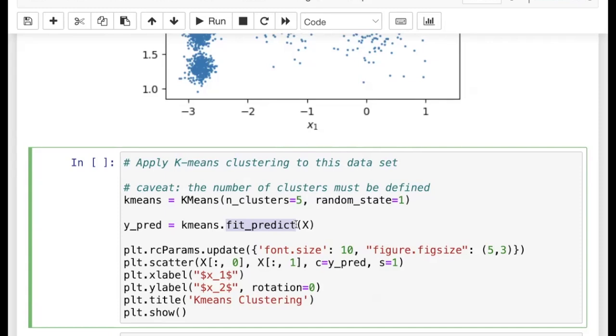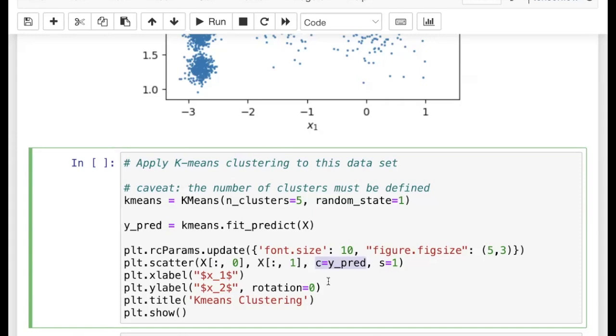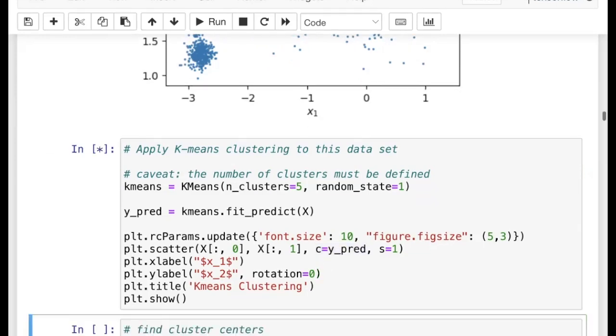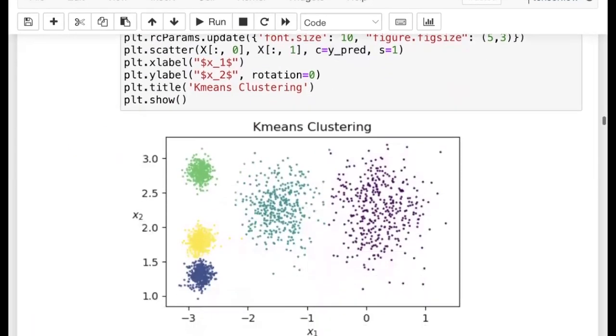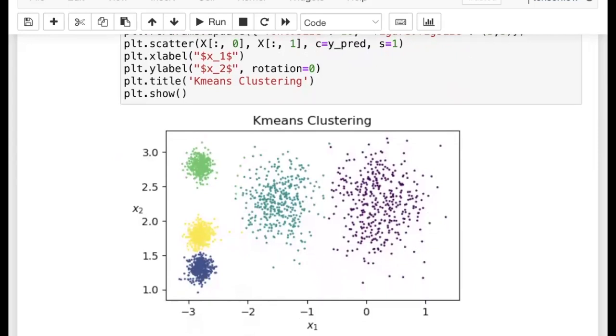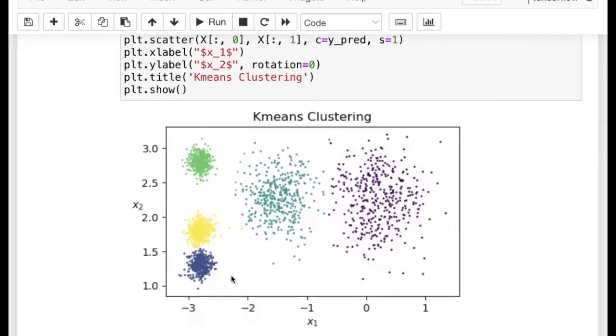But if you have only one set you want to train and then see whether the labels make sense or not, you can use .fit_predict. The only thing we do here that is different is that we're going to use these predicted labels as the color for these data points. And here's the result. So it actually works pretty well, right? This shows us that all these data points belong to one cluster. These yellow ones and then these green ones.